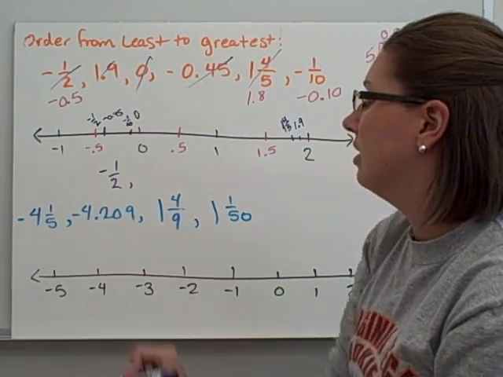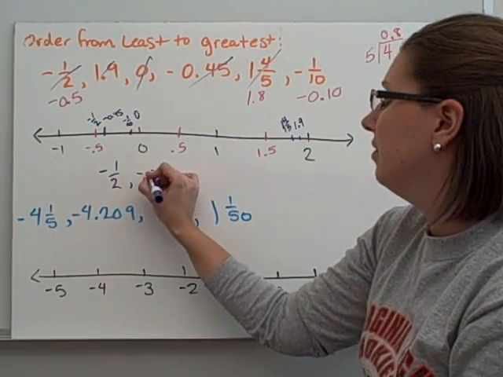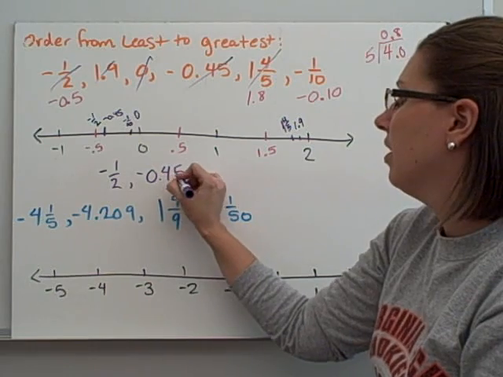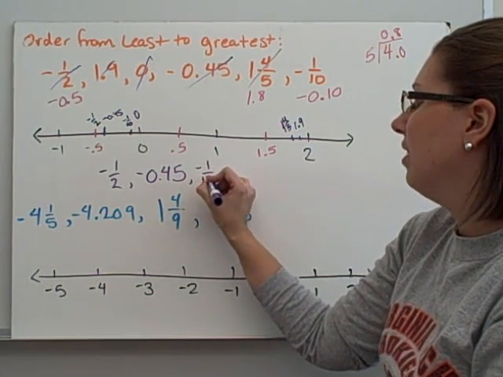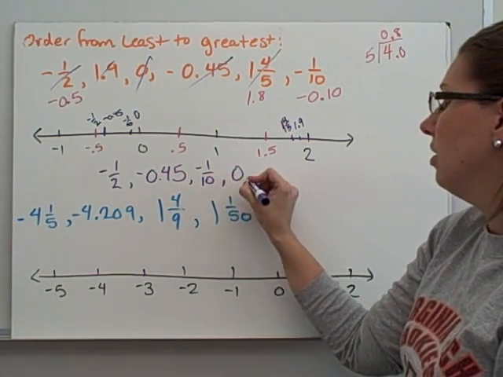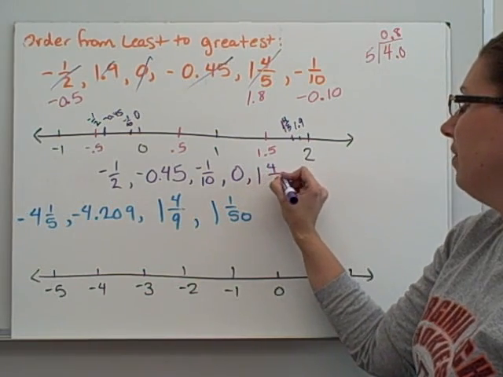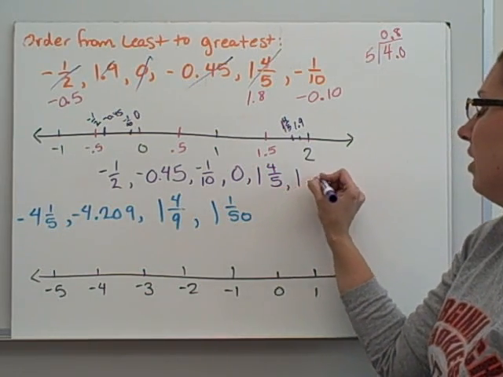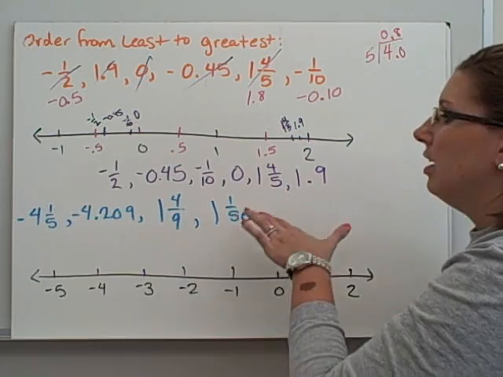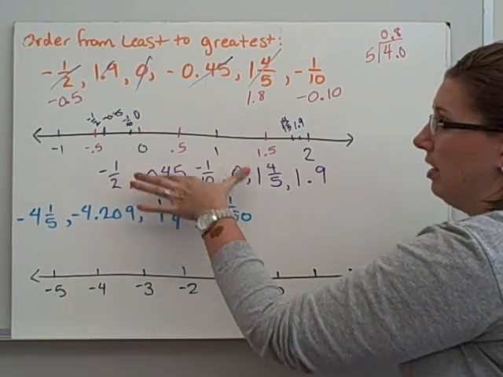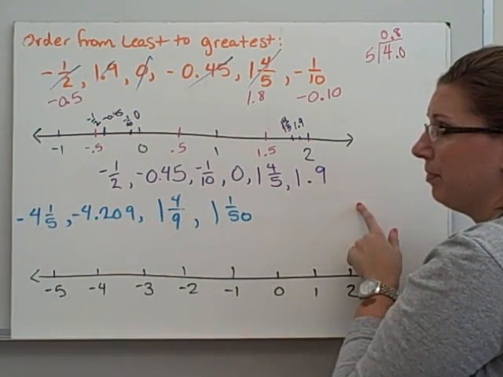-1/2 is the smallest, then -0.45, then -1/10, then 0, then 1 4/5, then 1/9. That's the answer to this problem.